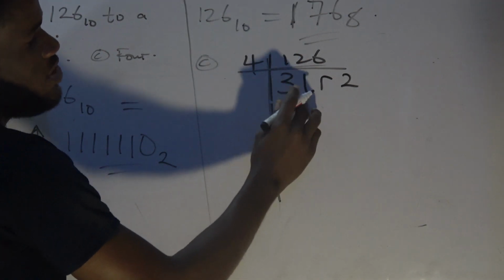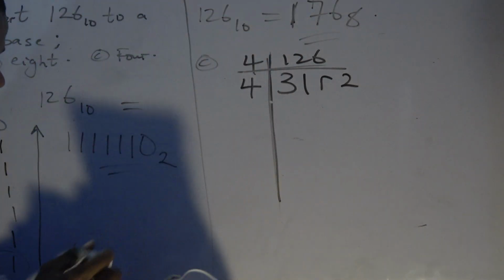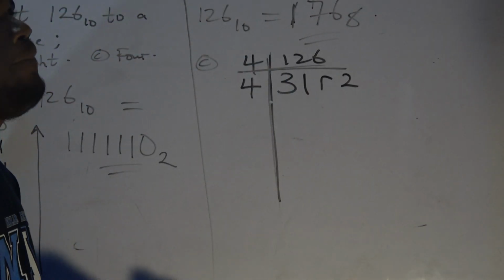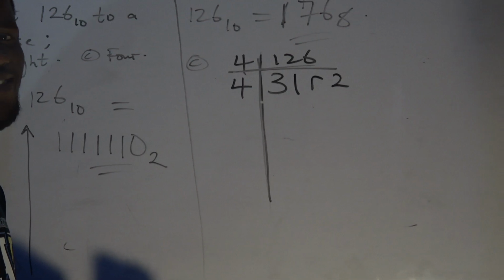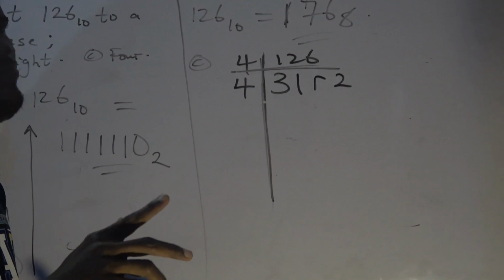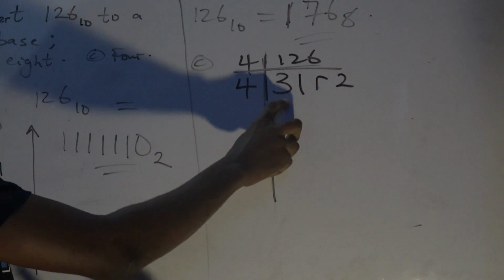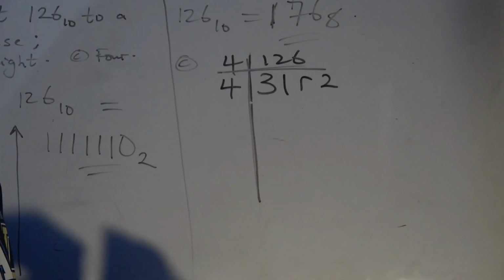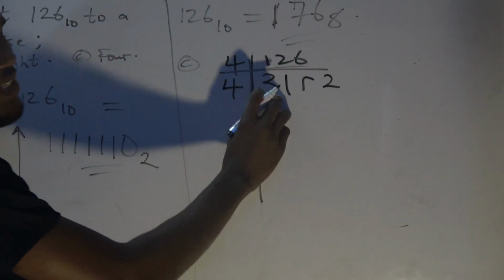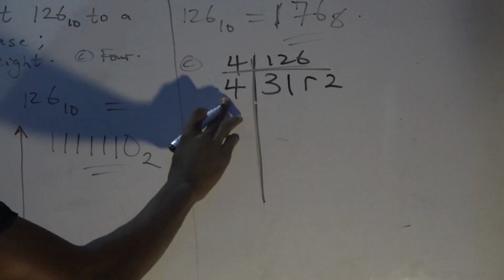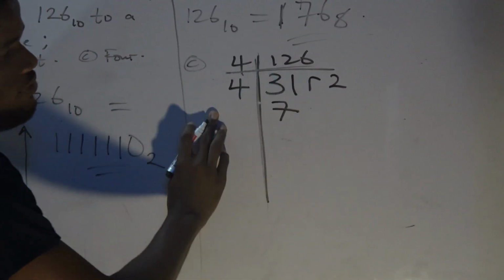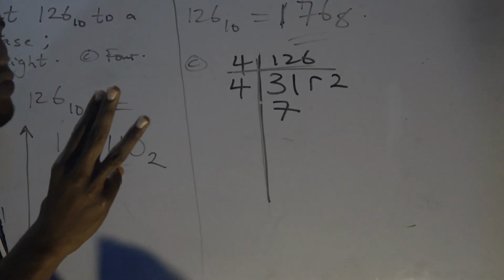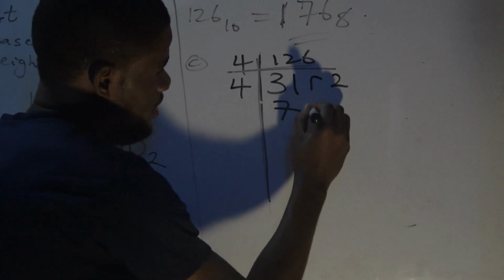Now 4 has to go into 31 again. 4 in 31 is 7. 4 times 7 is 28. 4 times 8 is 32. So you see that 32 is bigger than 31, so you pick the lower number, which is 28. So 4 times 7 is 28. If you divide 31 by 4, you have 7. Now for you to get your remainder, 28, 29, 30, 31. So remainder 3. You have remainder 3.